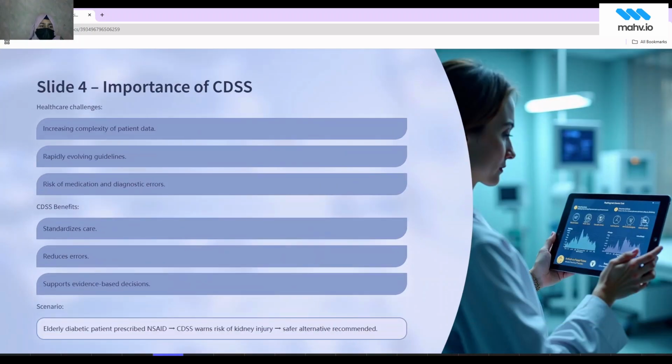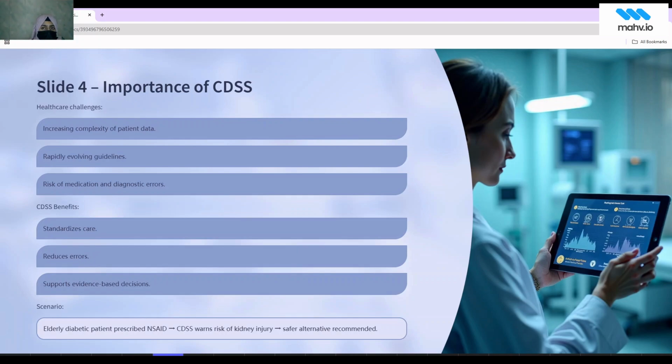The importance of CDS: the challenges that we are facing in healthcare are basically the increasing complexity of patient data, because patient data is very complex and vast, rapidly evolving guidelines that are incrementally improving day by day, and the risk of medication and diagnostic errors. These are the challenges, and CDS benefits are standardized care, reduced errors, and support for evidence-based decisions.